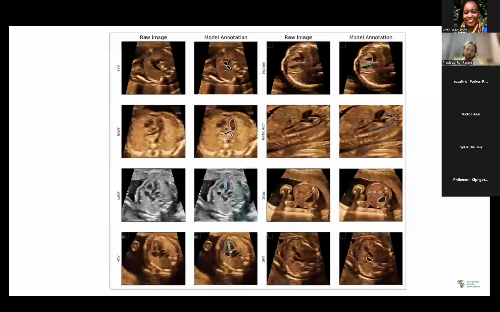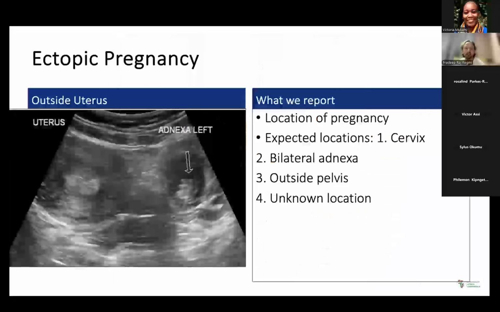because getting to this anatomical plane is very much harder if the fetus is not in optimal position. So the AI can be integrated for this also with proper annotation and proper data set. And ectopic pregnancy is one of the hot topics.